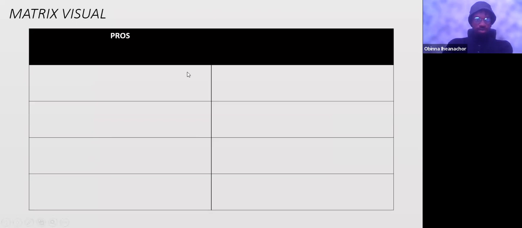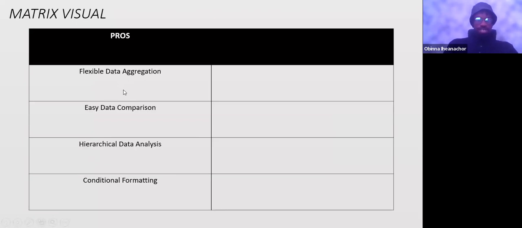So let's look at the pros of the matrix visual. It offers you flexible data aggregation. So you can aggregate data across several categories compared to the table visual. Also, you can carry out easy data comparison. Since you can compare categories, you can compare data between multiple categories. And unlike table visual, this is great for hierarchical data analysis. So you can look at data in hierarchical formats with the matrix visual. And lastly, you can also carry out conditional formatting with the matrix visual.